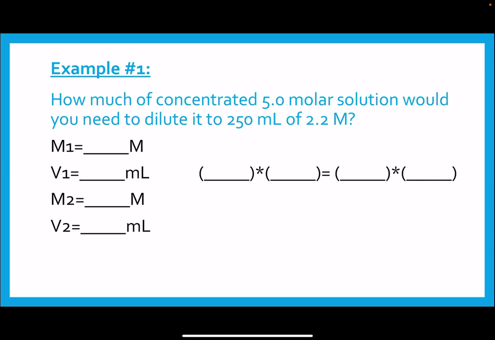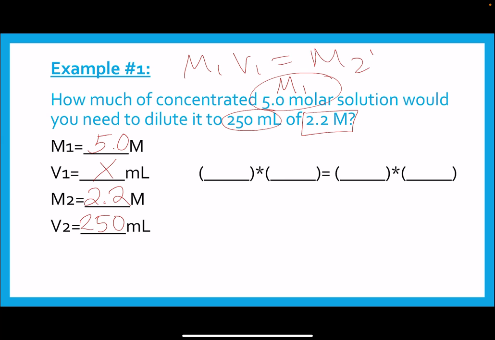So let's go through example number 1. How much of a concentrated 5 molar solution would you need to dilute it to 250 milliliters of 2.2 molar? So if we go through, we're going to find our first molarity is 5 molar, so we're going to write 5.0 here. We don't know the volume that goes with it, to make 250 milliliters, and then our second molarity is 2.2. The cool thing about dilution, we have our M1V1 equals M2V2, and it doesn't have to be in liters, it could also be in milliliters. So I'm going to label it on top, M1V1, M2V2.